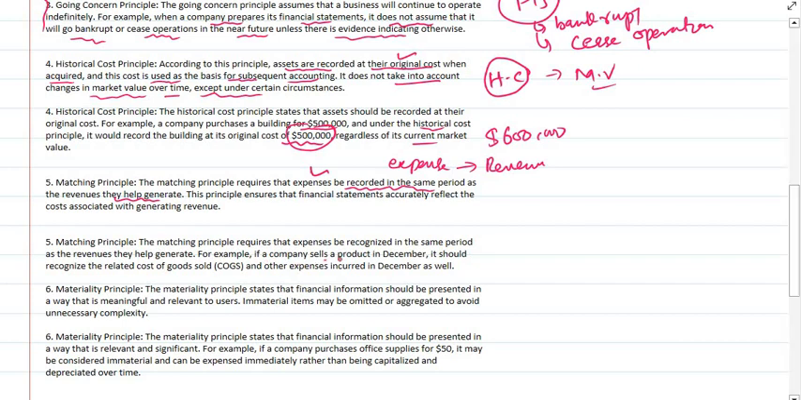If you see the example here, if a company sells a product in December, it should recognize the related cost of goods sold and other expenses in December as well. So you are generating revenue in December, so the expenses because of which you have generated this revenue should also be recognized in December. This is the matching principle concept.